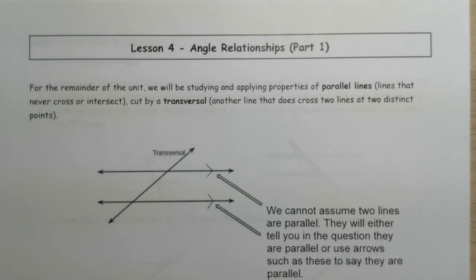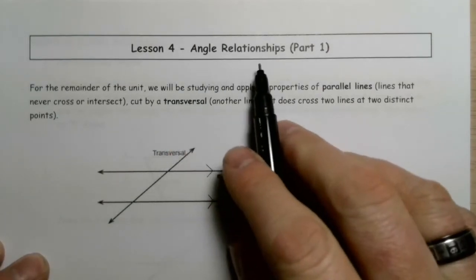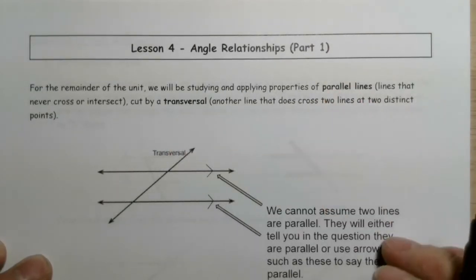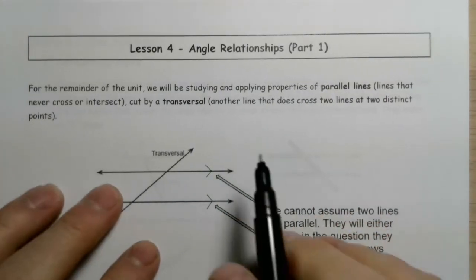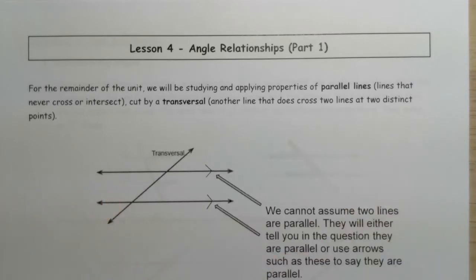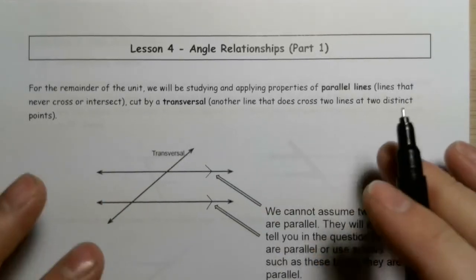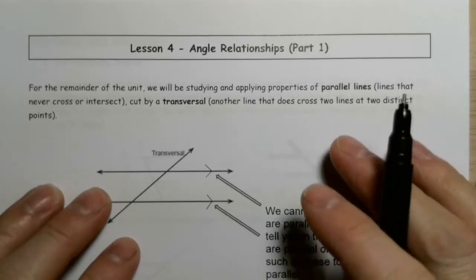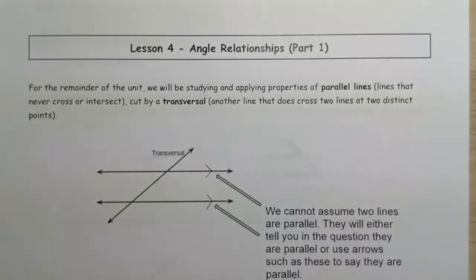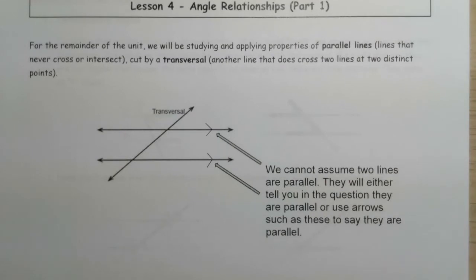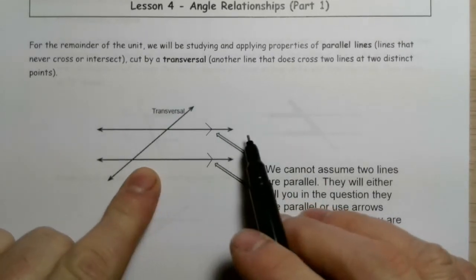Okay, hi everybody. In this video we're going to take a look at angle relationships. This is going to be the first of a couple parts. In this lesson, and actually for the remainder of this unit, we're going to be looking at the properties of parallel lines. These are lines that don't intersect in two dimensions. If you extend the lines out infinitely, because remember that's what we mean by a line, they will never intersect.